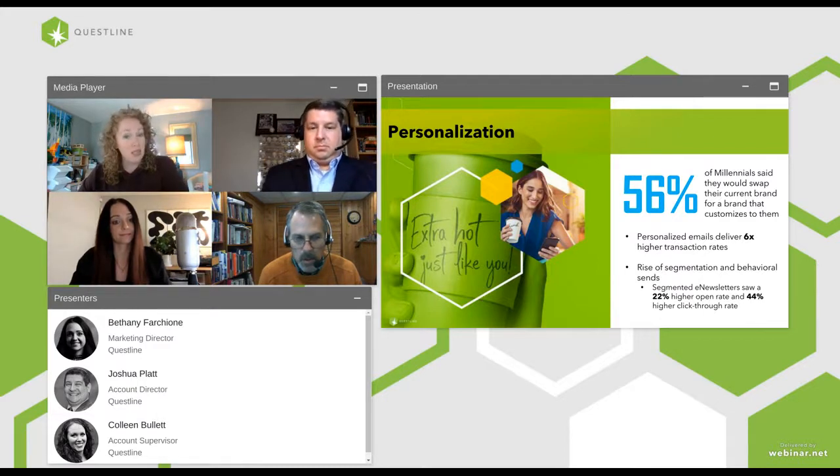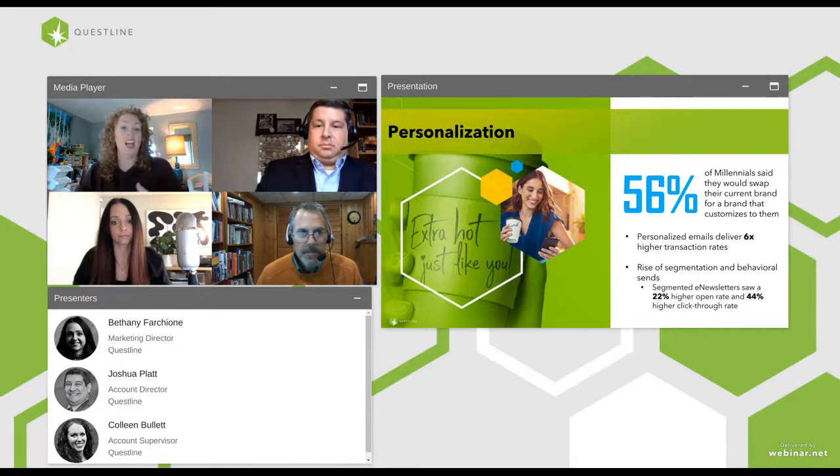As I mentioned with DLC, segmentation is also a growing trend in program promotions, but also in e-newsletters. So segmented e-newsletter content is one of the easiest ways that you can execute personalization. We're seeing big boosts in open rate with segmented content, as well as a 44% higher click-through rate on segments created based on industry and other available demographics.